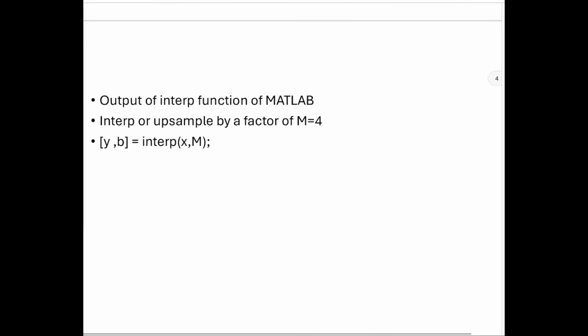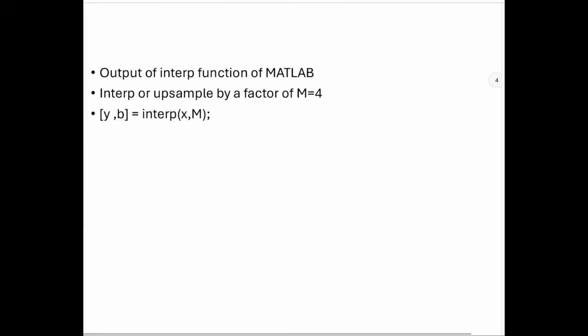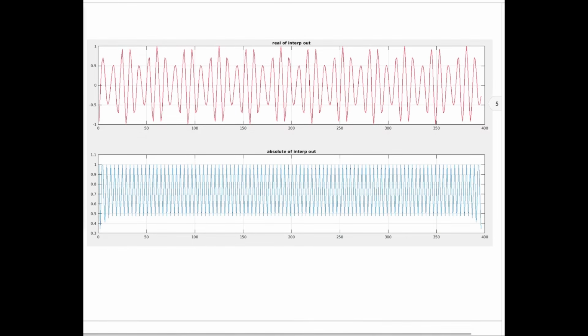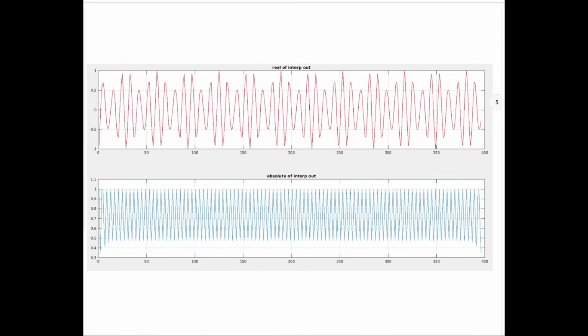Okay, so for this experiment I have used MATLAB, and for upsampling I have used the interp function of MATLAB. We will upsample by a factor of 4, and this is how the MATLAB command looks. This is my original signal, this is the upsampling factor, and this is the output signal, and this B is the filter coefficients. So this is the actual problem.